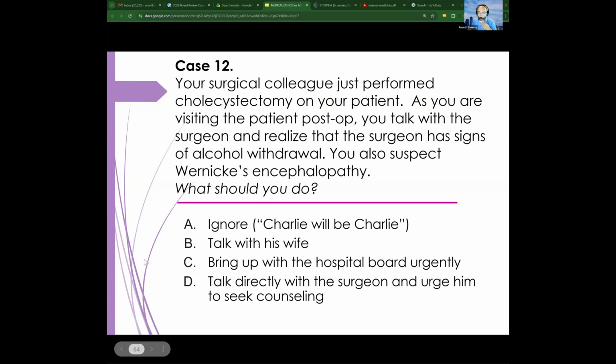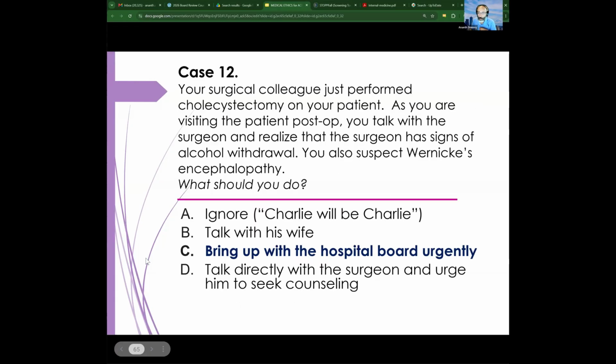All right, so we are between hospital board urgently or really recommend that your colleague seek counseling. So here I think the best answer choice is we are obligated to again act in our patient's best interest and really do no harm. So we need to notify the hospital board to protect our patient and other patients from what may be very severe risk to patients from a surgeon who was compromised or any clinician who was compromised.